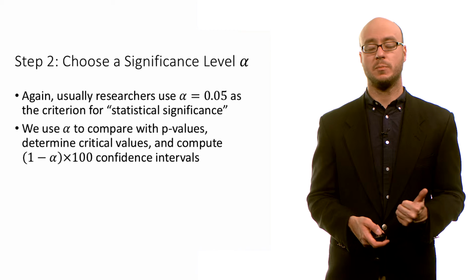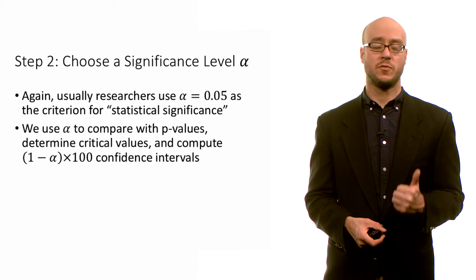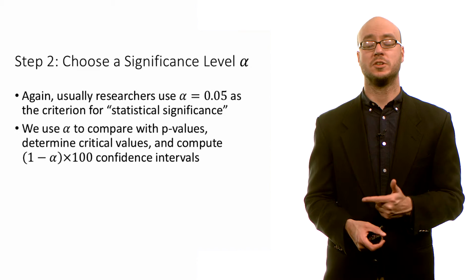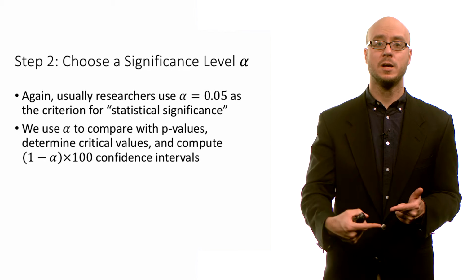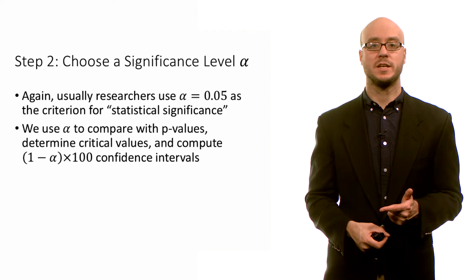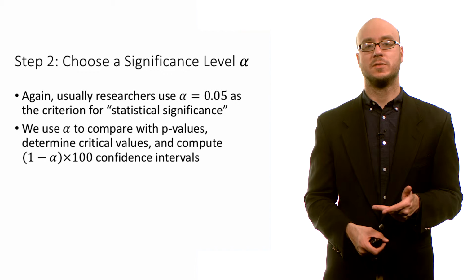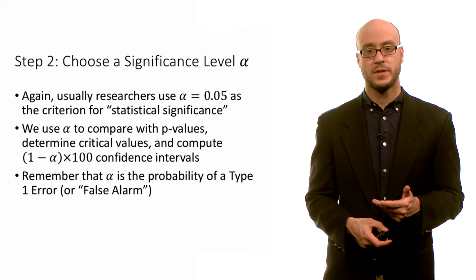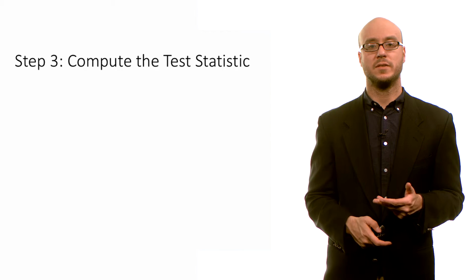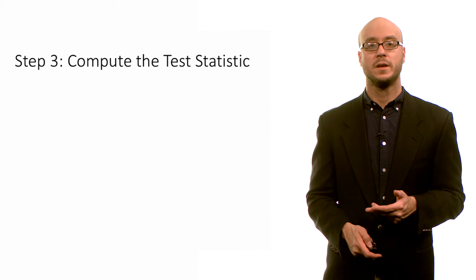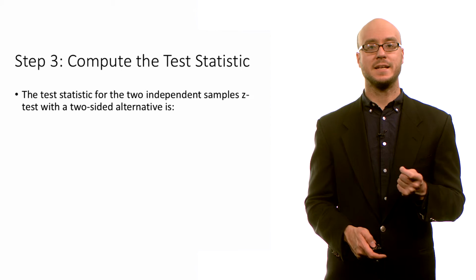Step 2, we're going to choose a significance level alpha, just like before. We're going to use alpha to compare and make a decision using our p-values. Alpha will also determine our critical values by which we make a decision using our test statistic. And alpha also affects the width of the confidence intervals. Of course, remember that alpha is the probability of a type 1 error or a false alarm.